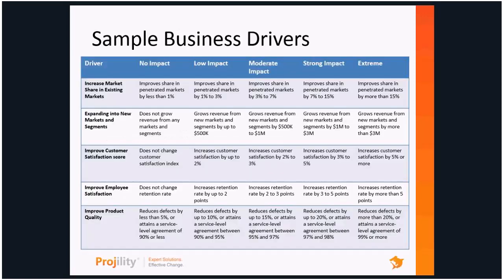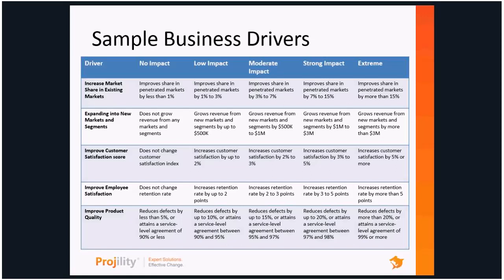Some sample business drivers. An example of that, and just to give you some thinking here, you'll see there's a driver in the left-hand column. Then we have what no impact may be, low impact, moderate impact, strong, and extreme impact. An example here is increasing market share in existing markets. Maybe we sit down with executives. What does no impact mean? That means we're going to improve our market share in these penetrated markets by less than 1%. This is something we can measure. We can say low impact improves it between 1 and 3%. Moderate may be 3 to 7%. Strong impact may be 7 to 15%, and then extreme could be more than 15%.